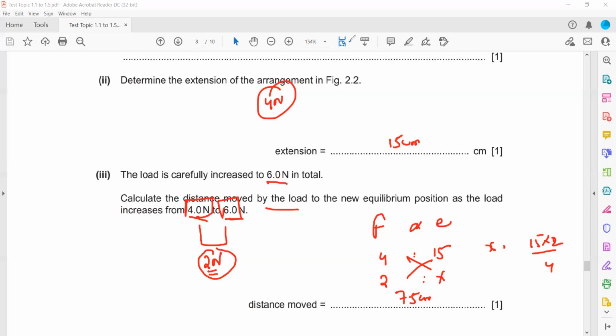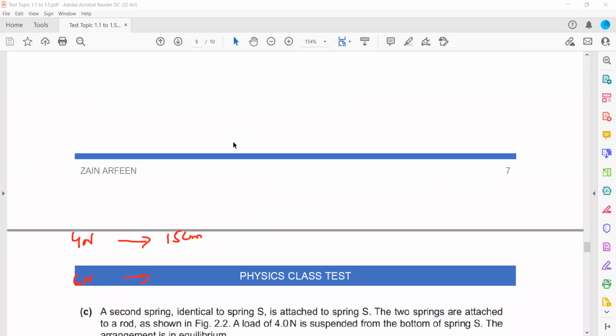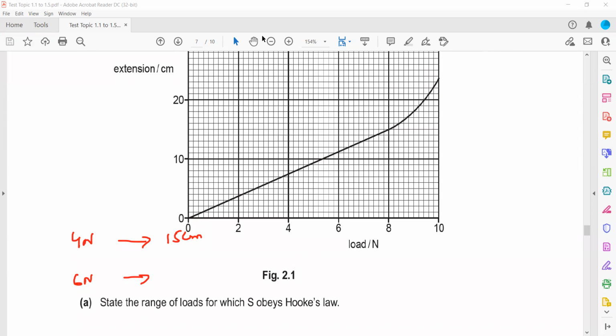Also, there is another way. We work out that when the force was 4 Newton, the extension was 15 centimeters. Now, if the force is 6 Newton, how much is the extension? How can we work it out? We have to use a graph, because the graph is for each spring. For the total, it will be for 2 springs connected end to end, so it will be double.